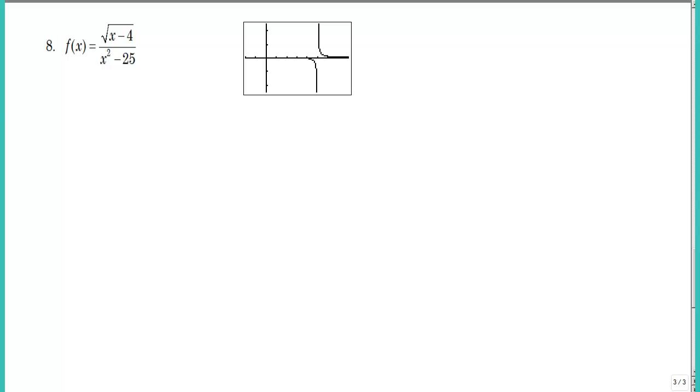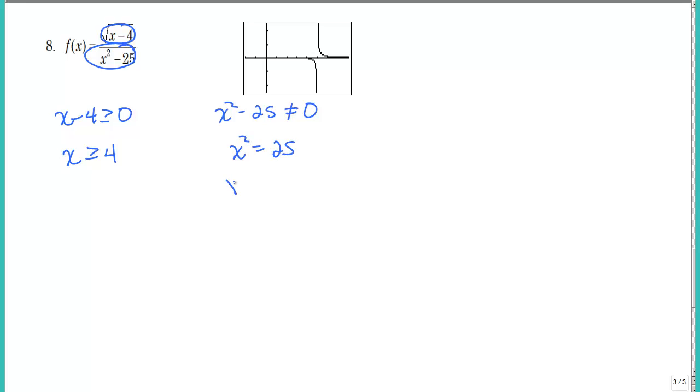We've got some combinations of a lot of things. We've got a square root in the numerator, so I can set that greater than or equal to 0. But I also have the denominator that cannot be 0. Well, let's just put these together and see what happens. I could factor that, or I could just bring 25 to the other side and take the square root. Oops, and that's not equal to.